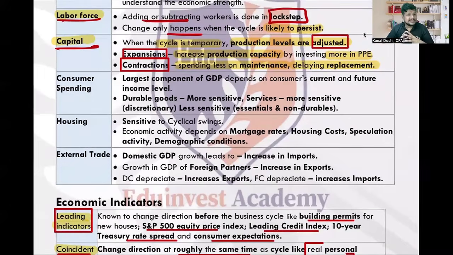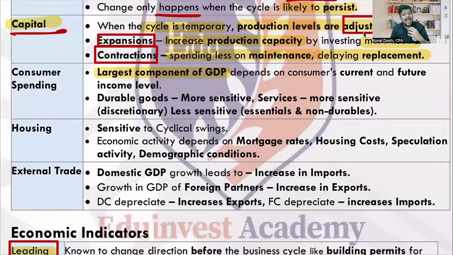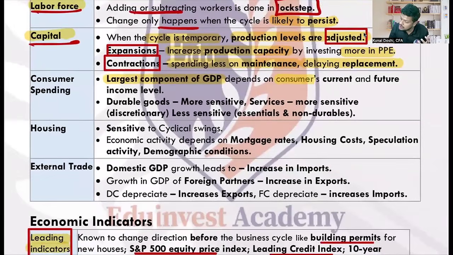Consumer spending is a leading indicator when you see the consumer spending index. Consumer spending is one of the largest components of GDP, and it depends on the consumer's current and future income level. So if the consumers think that their future income will increase, they will start spending more, or they will start reducing their spending if they think the future economy will go into recession.